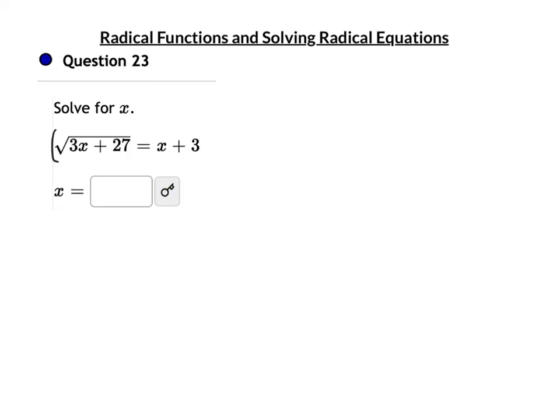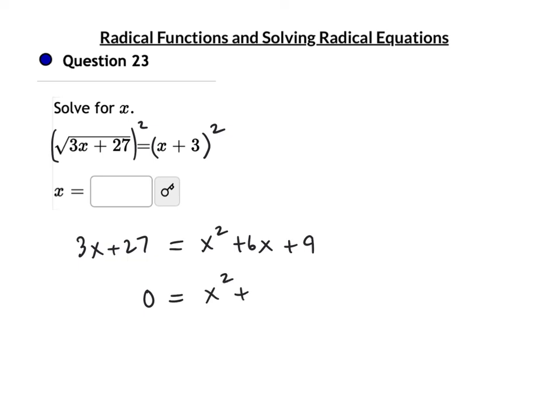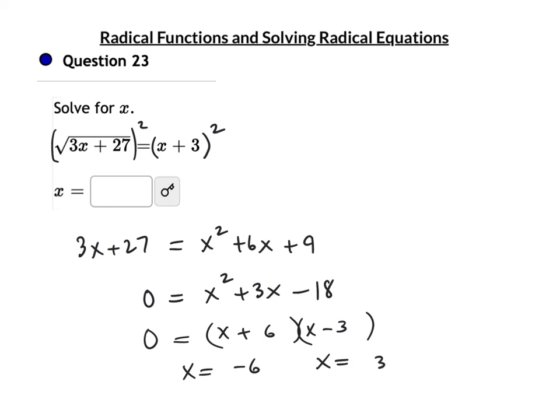Question 23, let's square both sides and eliminate that root. We have 3x plus 27 equals x squared plus 6x plus 9. We'll get that equal to 0. X squared plus 3x minus 18. Subtract 27 from both sides. Subtract 3x from both sides. Factors of 18 that subtract to 3 are 6 and 3. It's x plus 6 times x minus 3. X equals -6 and x equals 3.